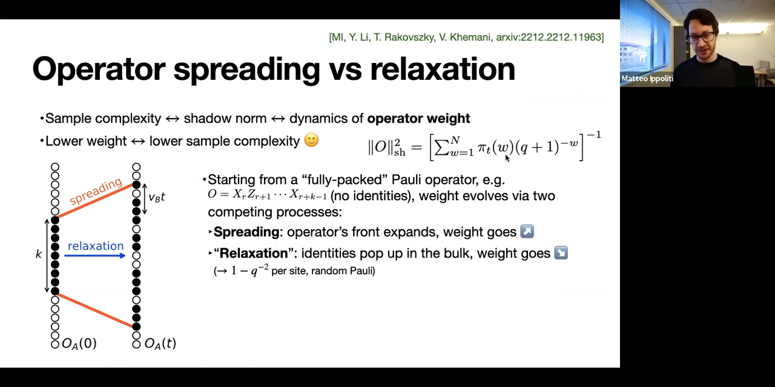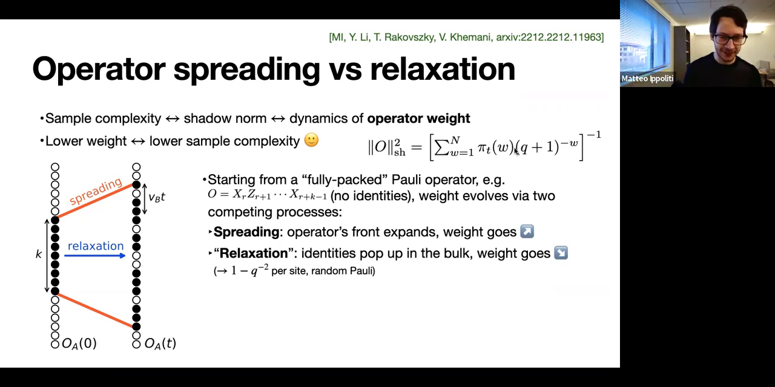And again, this is a bit complicated, but in a nutshell, this is simply saying that the bigger the weight, the bigger the shadow norm. This is some kind of average of something that is blowing up exponentially with the weight. Okay, so I guess we have to explain why the weight goes down first and goes up later.